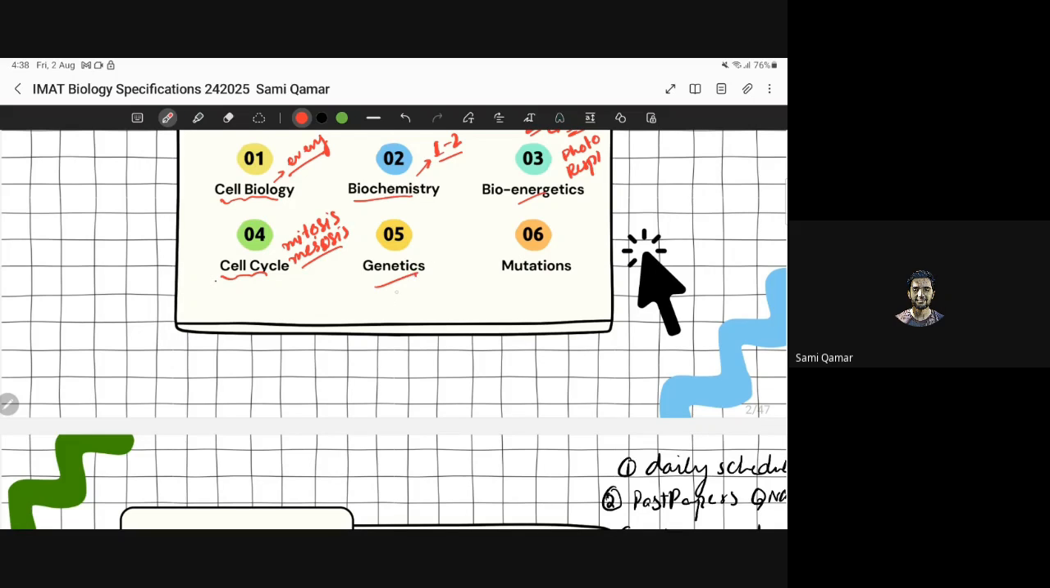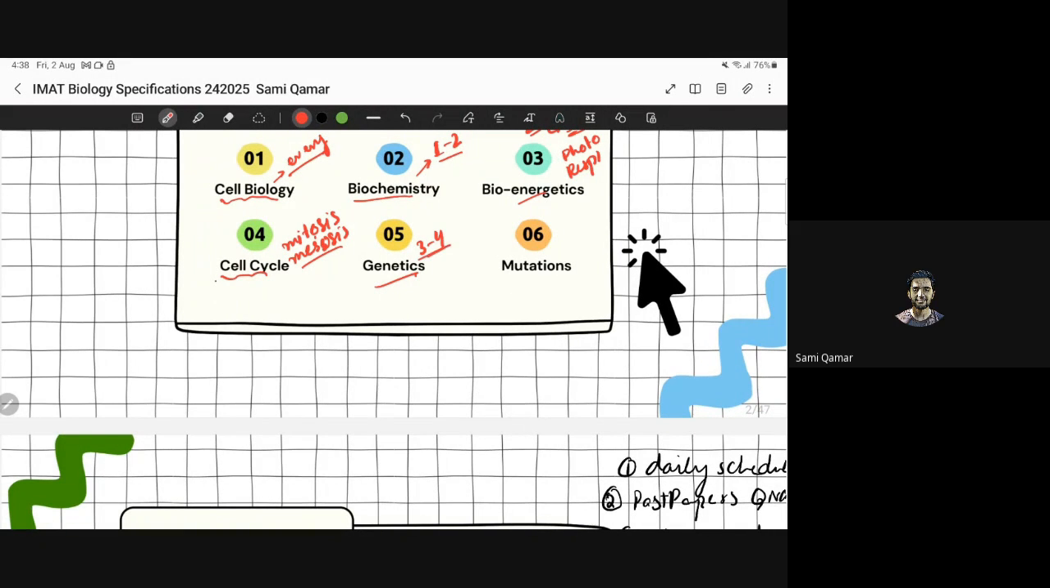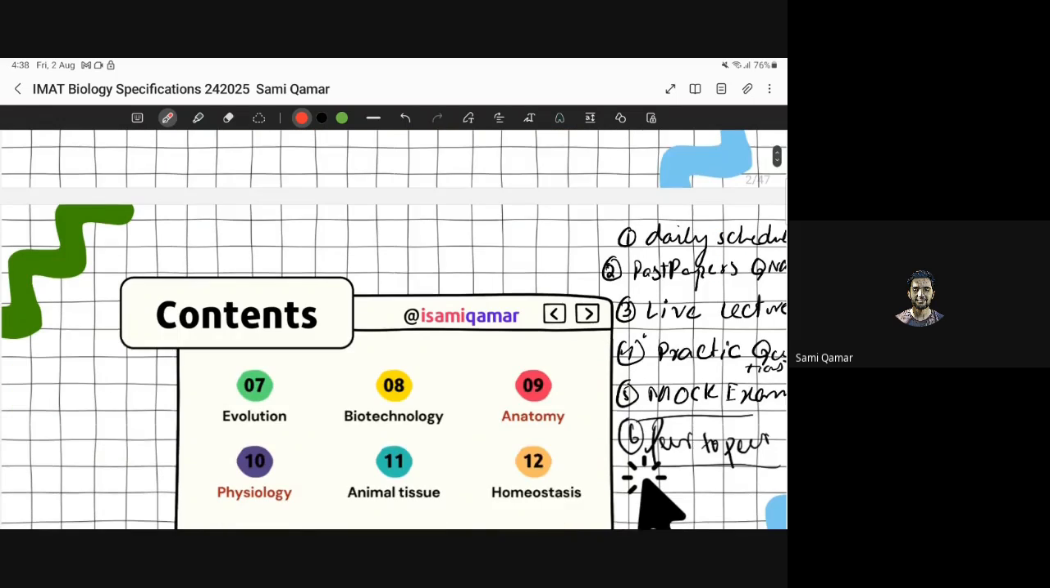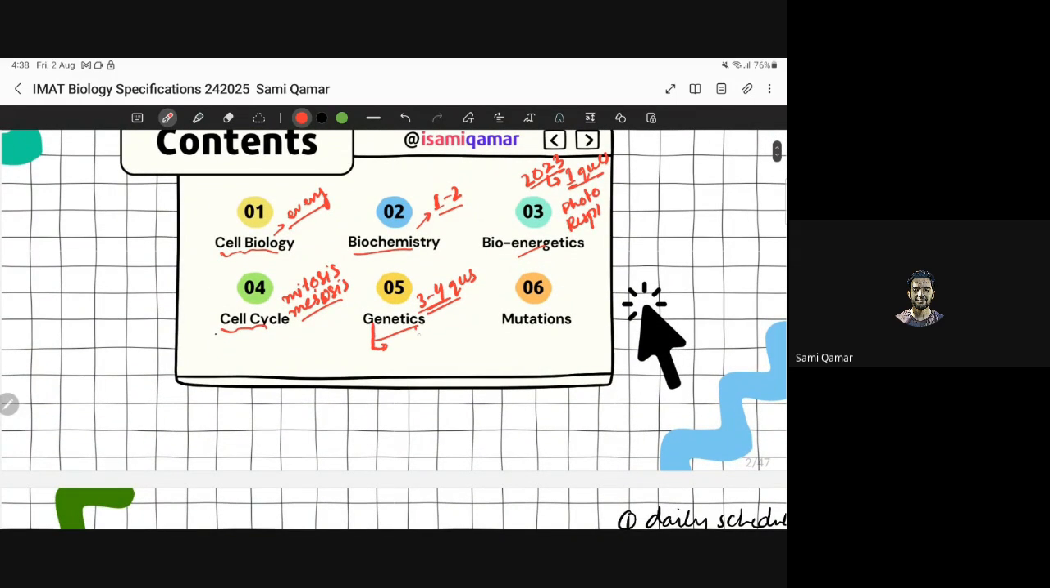Then genetics. Genetics is the major portion of IMAT biology. There are at least three to four questions every year. Believe me, three to four questions. There are two parts of genetics. I have added inheritance as well, so one is going to be inheritance, and the second would be molecular genetics, and both are very important.